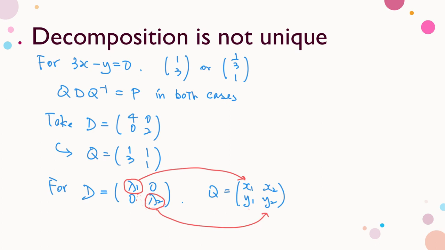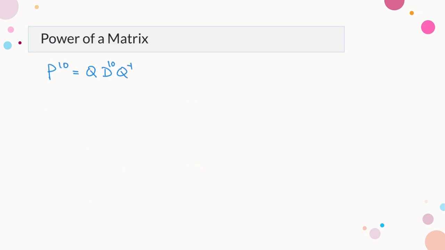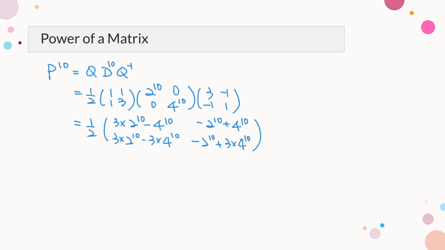Although we have different answers for the decomposition, our target is to find the higher power of P. All the decompositions of P give the same answer of P to the power n, so it is fine with different answers of the decomposition. Using the original choice of matrix D and matrix Q to find P to the power 10, the answer is as shown. You may use another decomposition of P to countercheck the answers of P to the power 10.